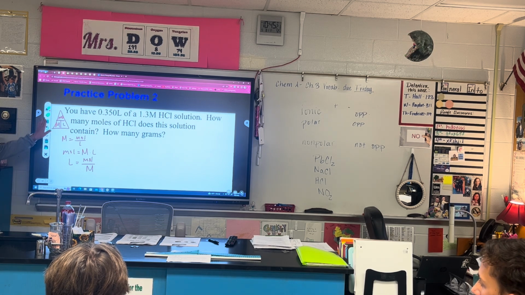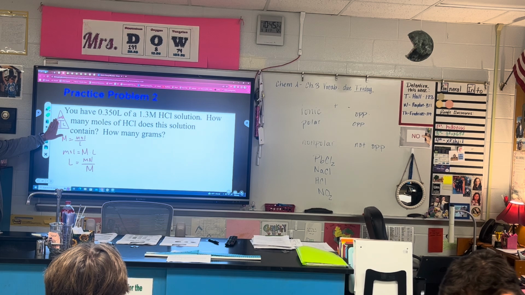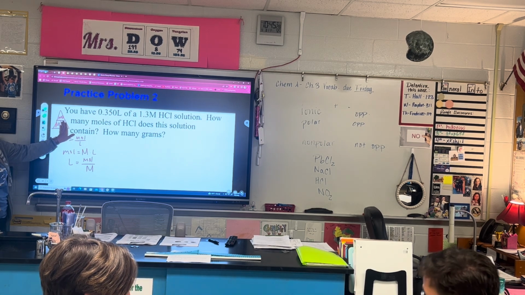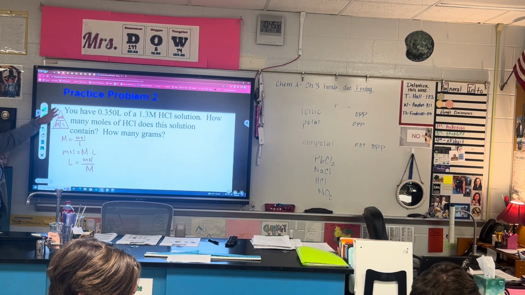Triangle. So if you're looking for molarity, it's moles over liter. If you're looking for moles, it's moles times liter. If you're looking for liters, it's moles over molarity. So use the triangle.